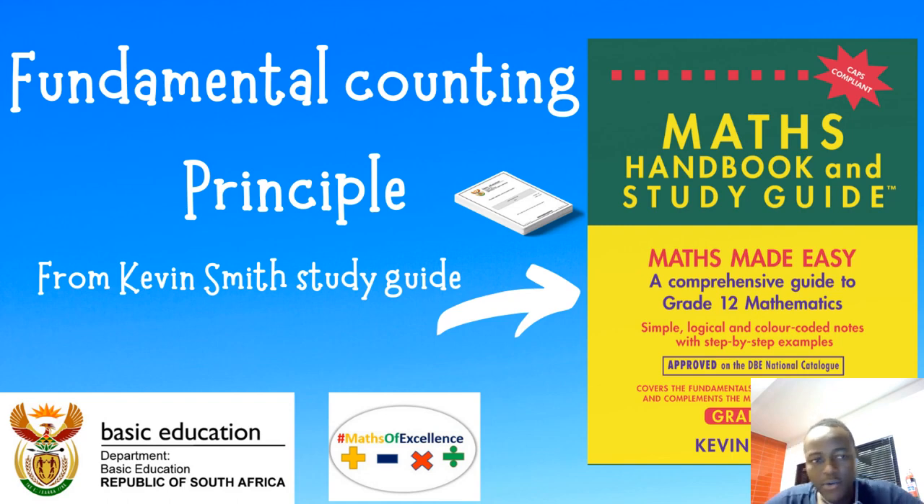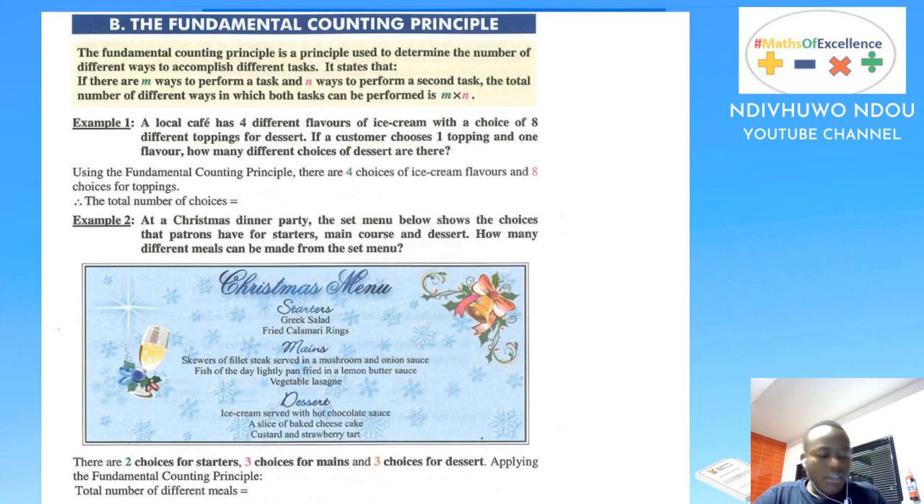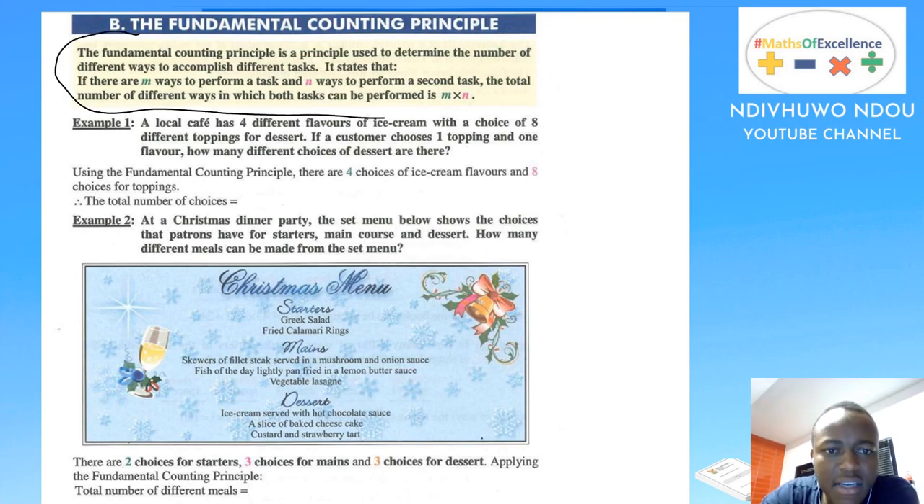Today, I want us to look at the fundamental accounting principle from Kevin Smith study guide. Okay, so the fundamental accounting principle from Kevin Smith study guide. So this is the definition of the fundamental accounting principle. Let me just highlight it here.